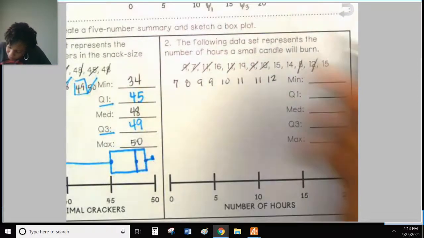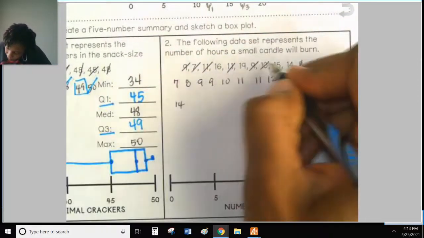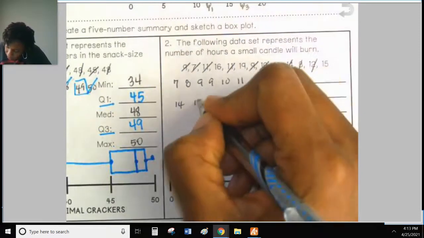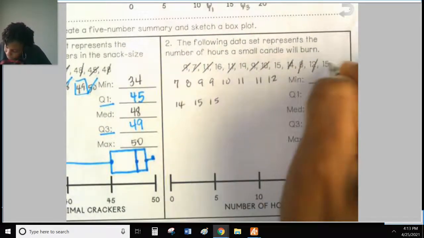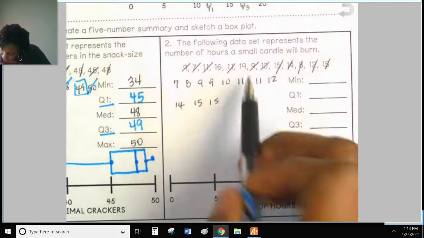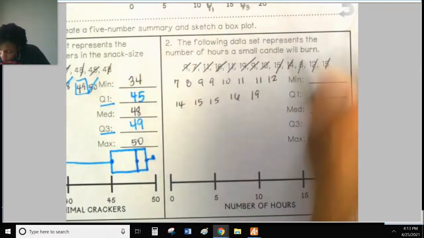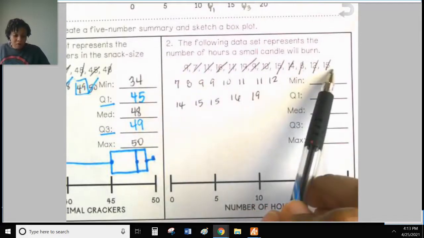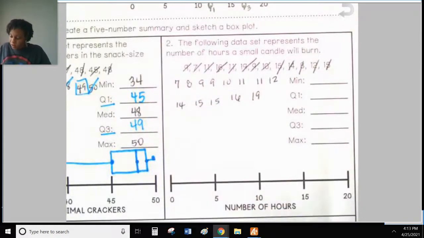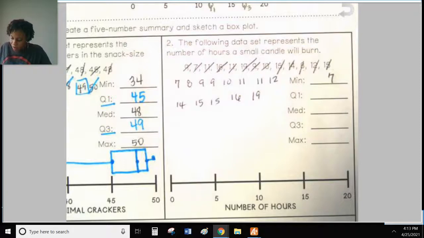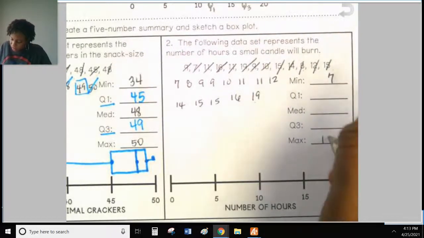No 13, but I see a 14. I see two 15s. I see a 16 and a 19. So I just want to verify everything is marked off. Cool. So my smallest number, my minimum, is 7, and my maximum is 19.